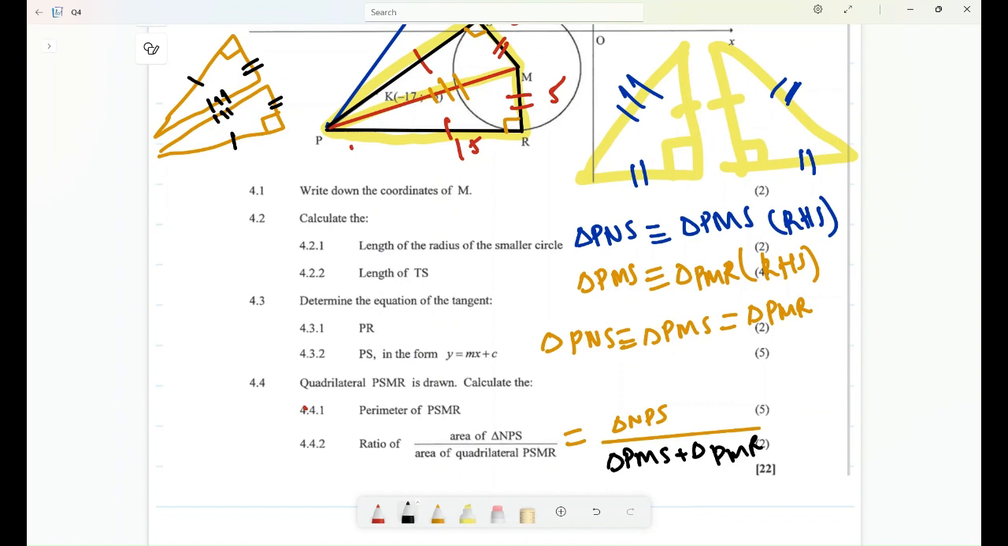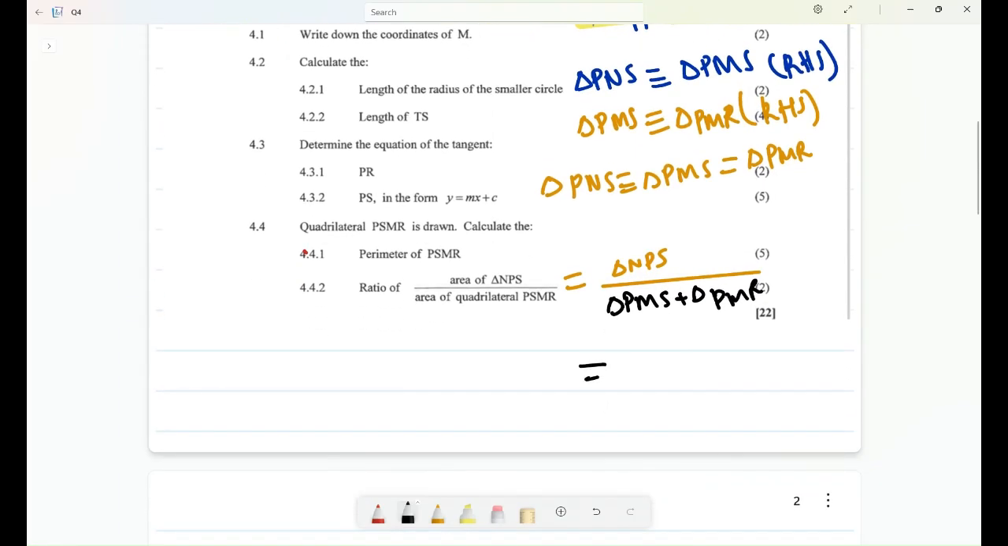Now, if the triangles are congruent, it means their dimensions are equal. So whatever the dimension here is, since they are congruent, I can say it is triangle NPS divided by twice triangle NPS. Since these two are both equal to NPS, not necessarily equal, but congruent. So yes, the answer is 1 divided by 2 for 2 marks.